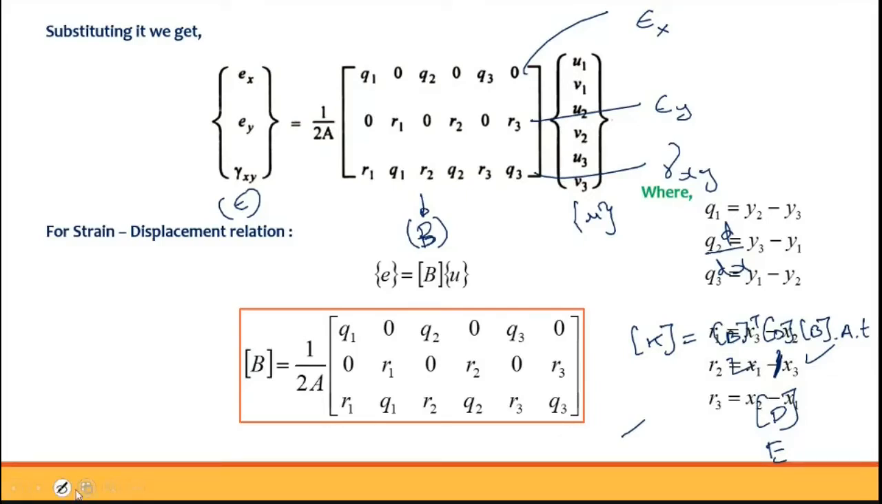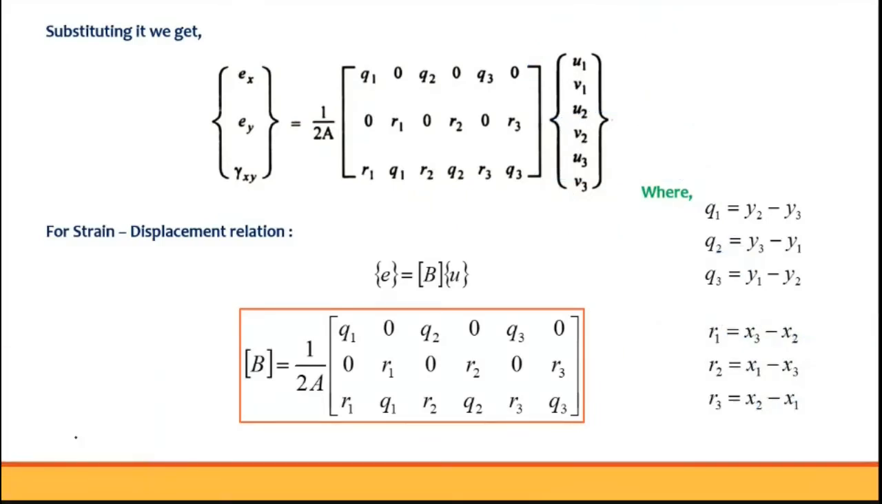So what are the values of this Q1, Q2, Q3, R1, R2, R3? Sorry, I forgot to mention this. So this Q1 is Y2 minus Y3. So how to identify this? How to remember these things?